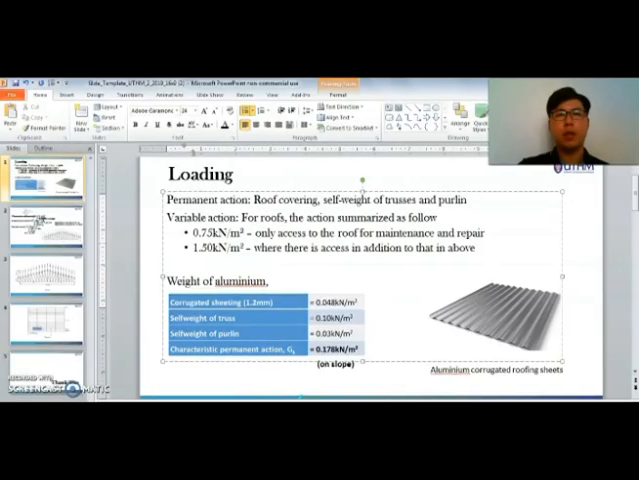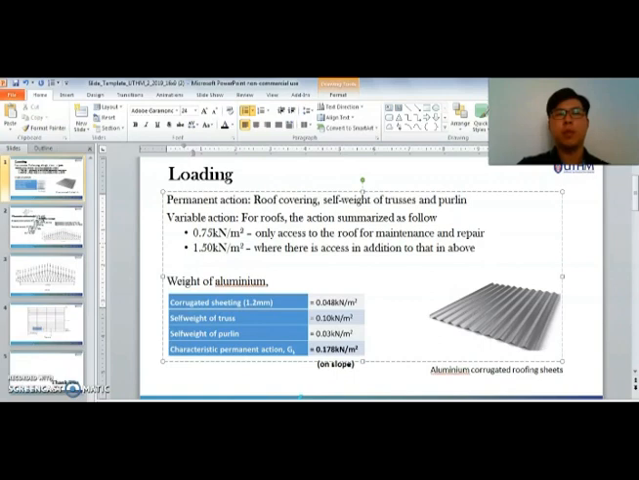Hi, my name is Layongi and I would like to present the loading part. In this project, there are two basic loads on trusses needed to be considered for the design. The first one is the permanent action, including the roof covering, surface of the trusses and purlin. The second one is the variable action. For the roof, the actions are summarized as follows. For maintenance and repairing purposes, the variable action is equal to 0.75 kN per meter square, and for other purposes is equal to 1.50 kN per meter square.